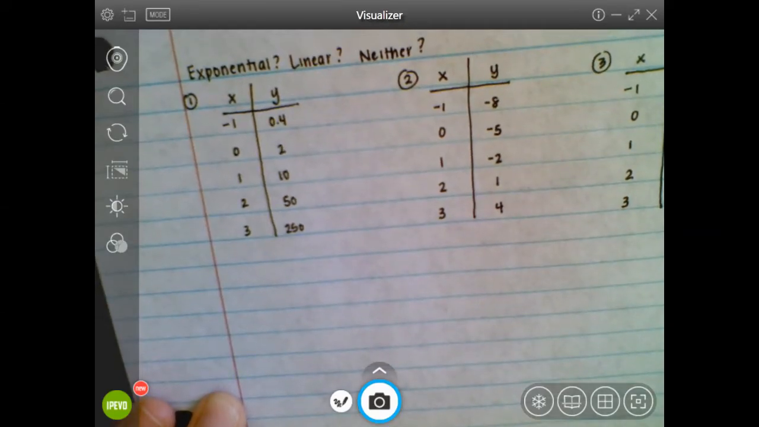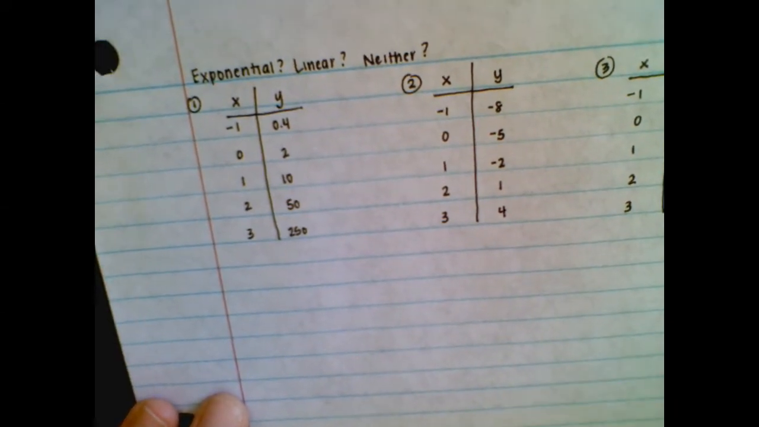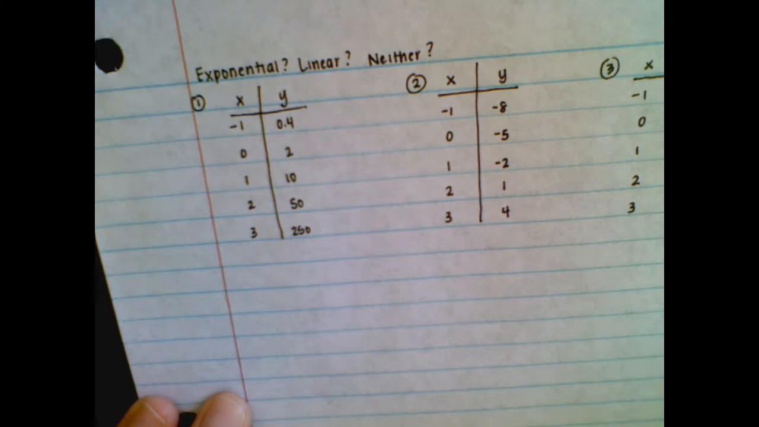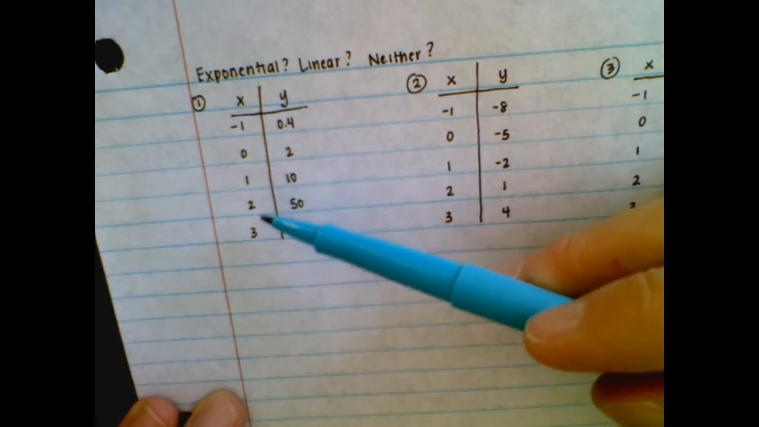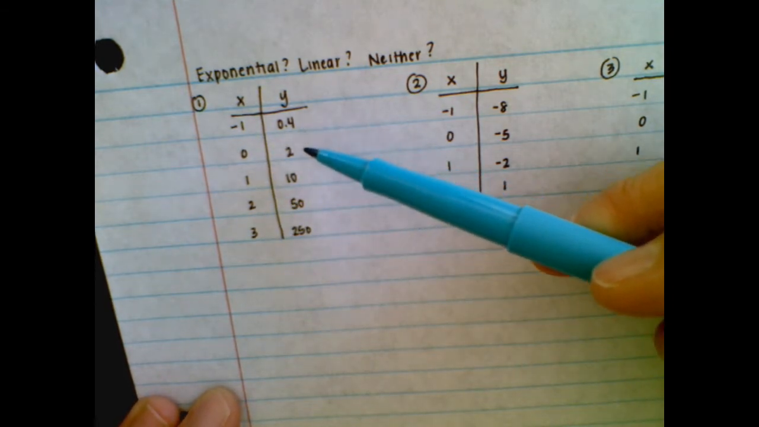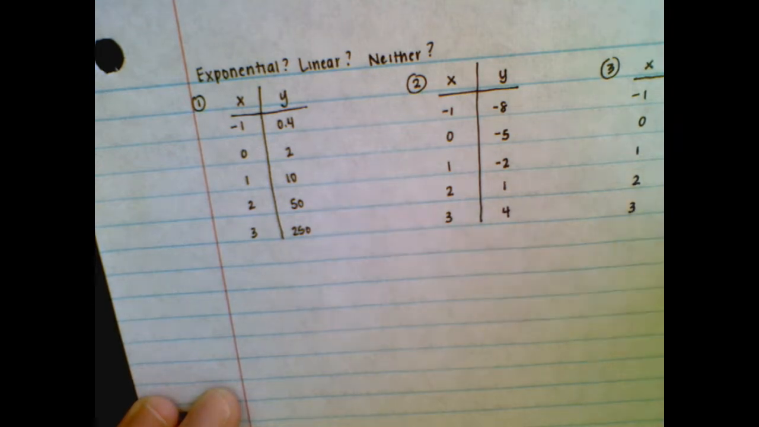All right, so the first examples that we're going to look at are determining whether from a table a function is exponential, linear, or neither. So let's take a look at number one. I see I have some x values, -1, 0, 1, 2, and 3, and I've got some y values, 0.4, 2, 10, 50, and 250.